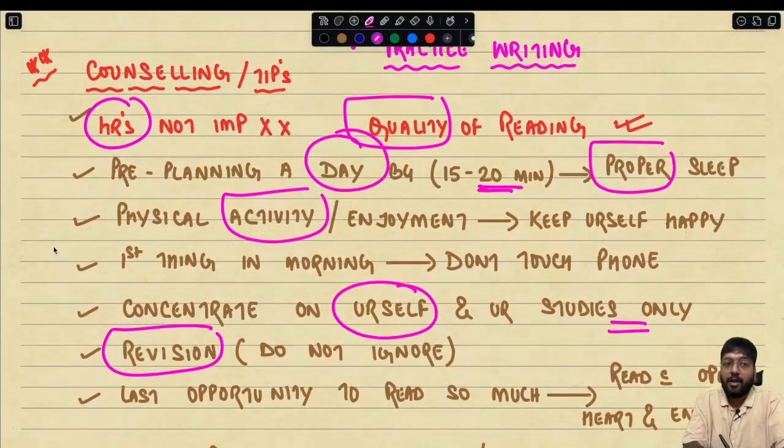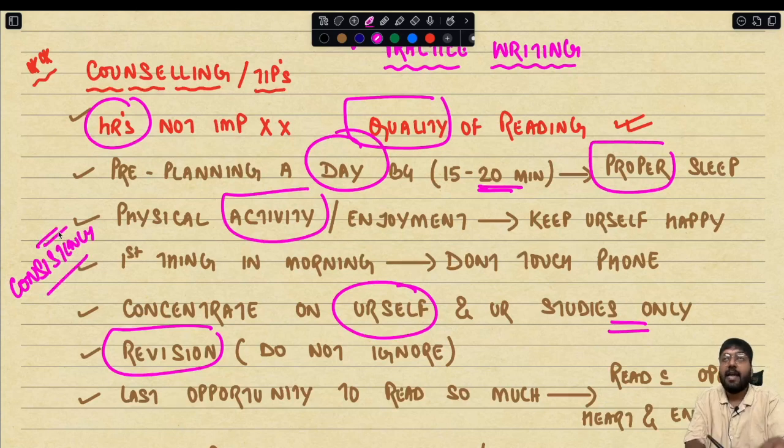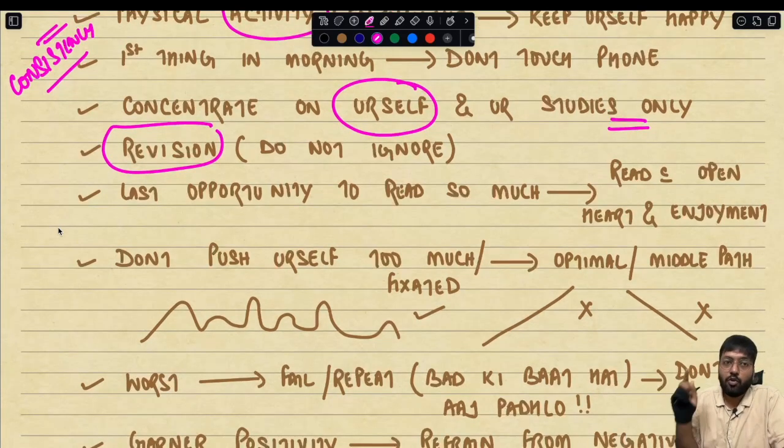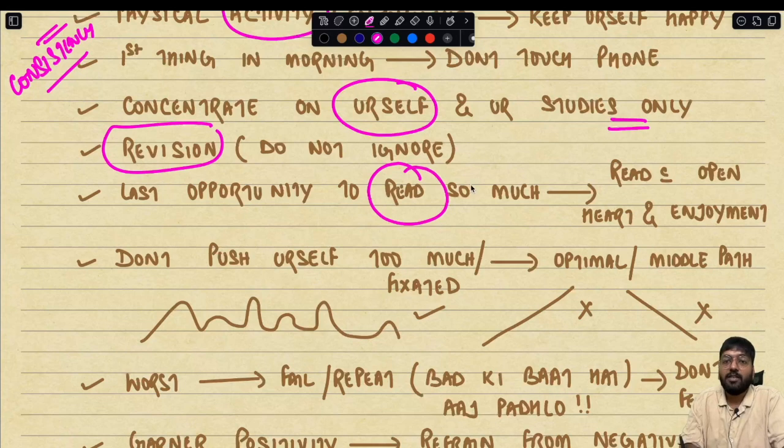And one thing I would like to add over here is consistency. Consistency of reading is like, today I read 7-8 hours, then for 7-8 days I have not done anything. That should not happen. Okay, else your continuity will break. You should be consistent in your approach. This is the last opportunity to read so much before the exam, because once you pass, you will always say, I will read, I will do this, I will do that, but you will never do those things. So read with an open heart, with enjoyment, read.